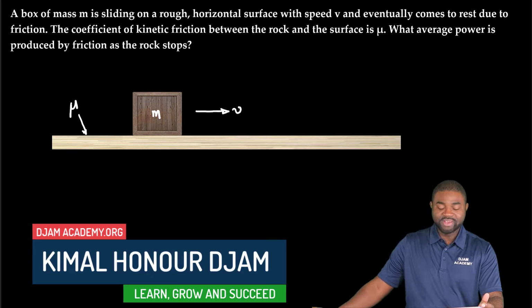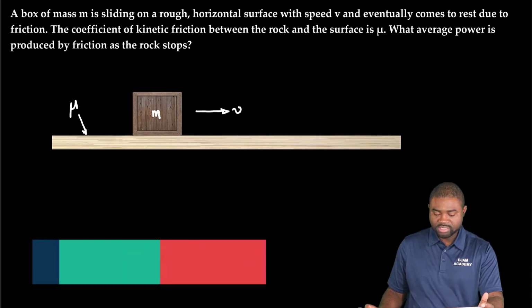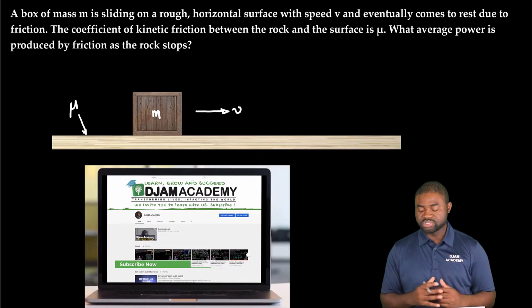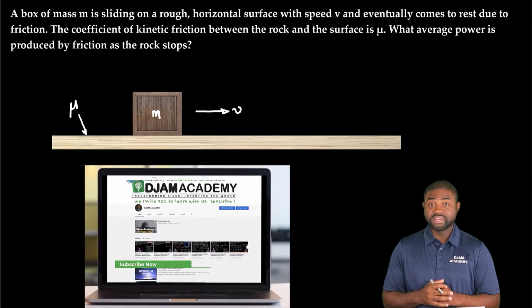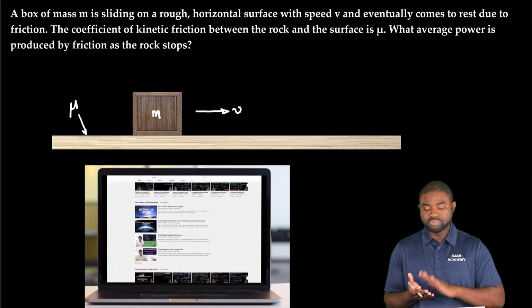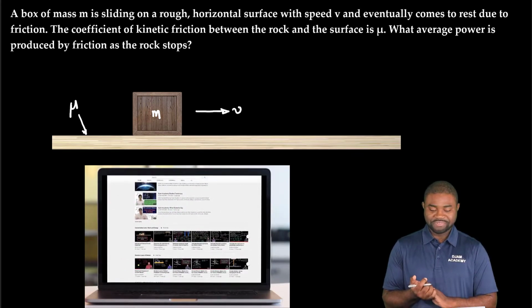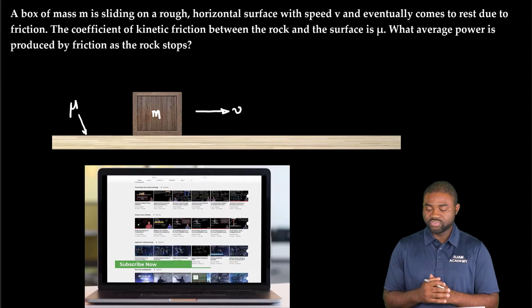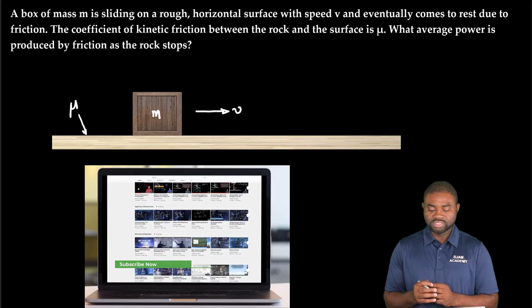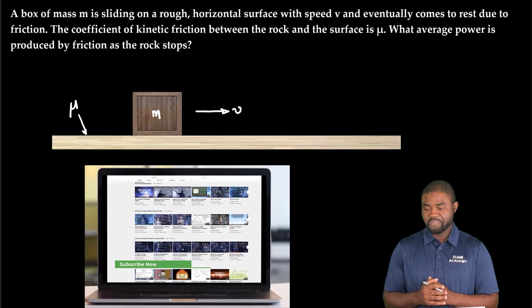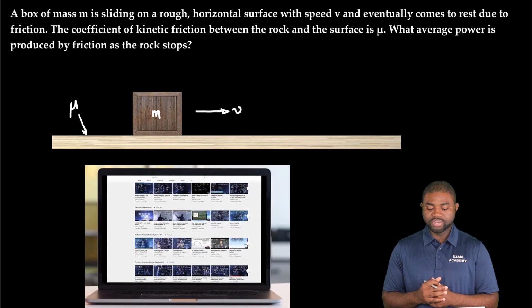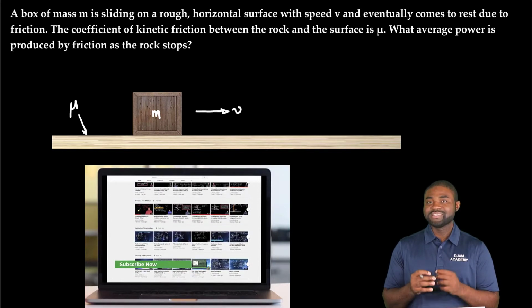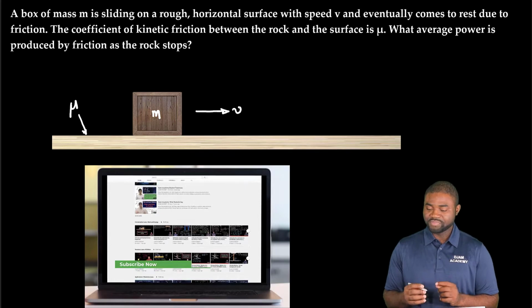In this example, we have a box of mass m sliding on a rough horizontal surface with a speed v and eventually comes to rest due to friction acting between the box and the surface. Now, the coefficient of kinetic friction between the box and the surface is mu. We've been asked to determine the average power produced by friction as the box stops.